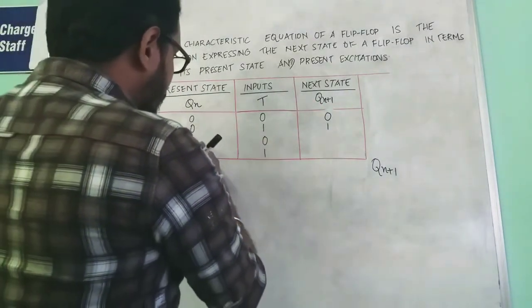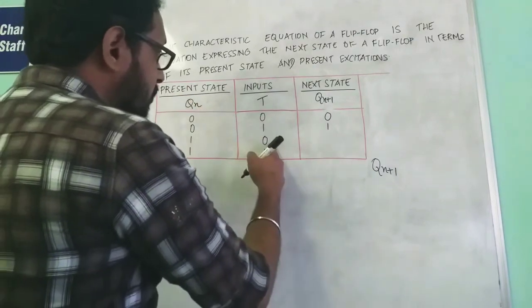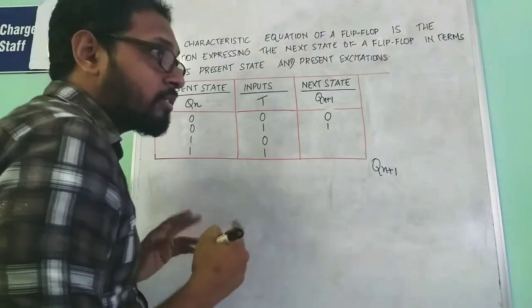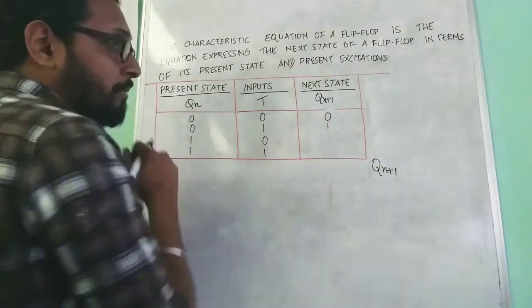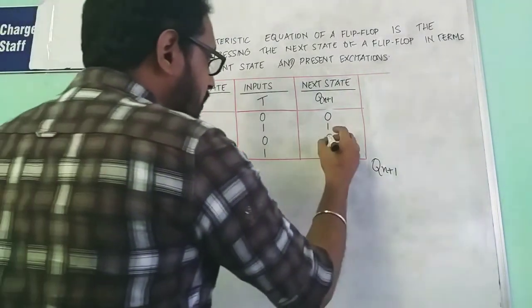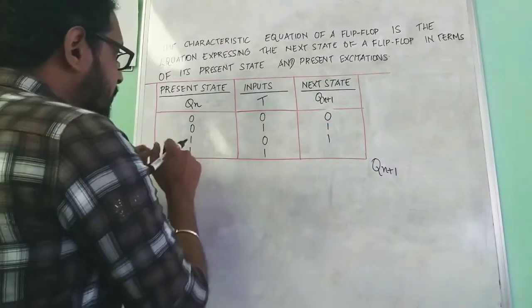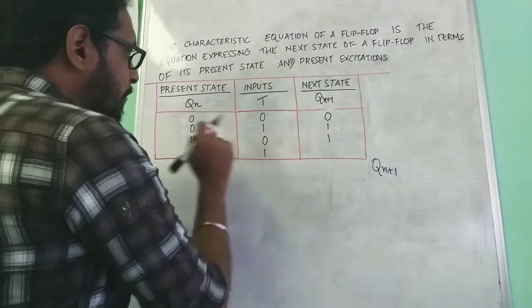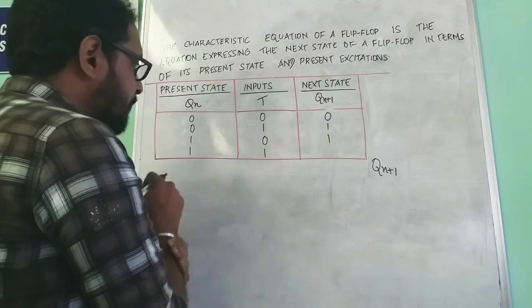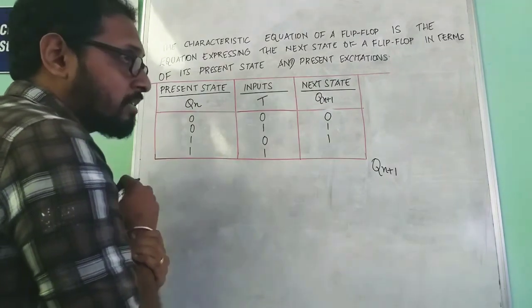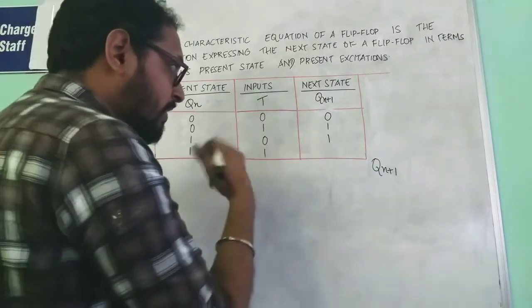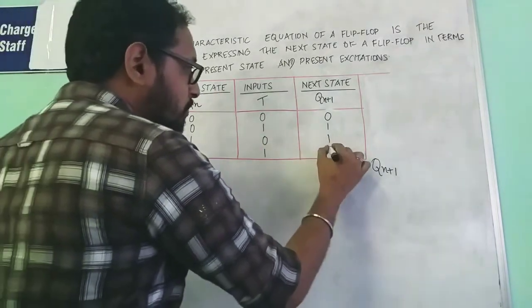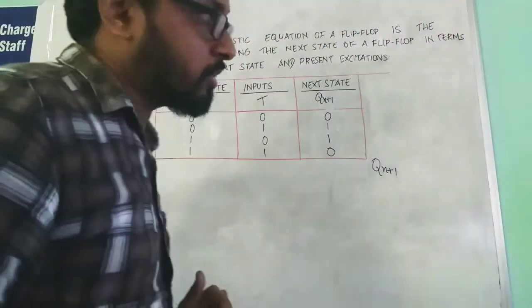Here also Qn is 1, value of T is 0, so it means there is no change, okay? And here we have T value as 1 and Qn is 1. T is 1 means we need to toggle, that is 1 will become 0. Let me check. Yes, 0, 1, 1, 0.